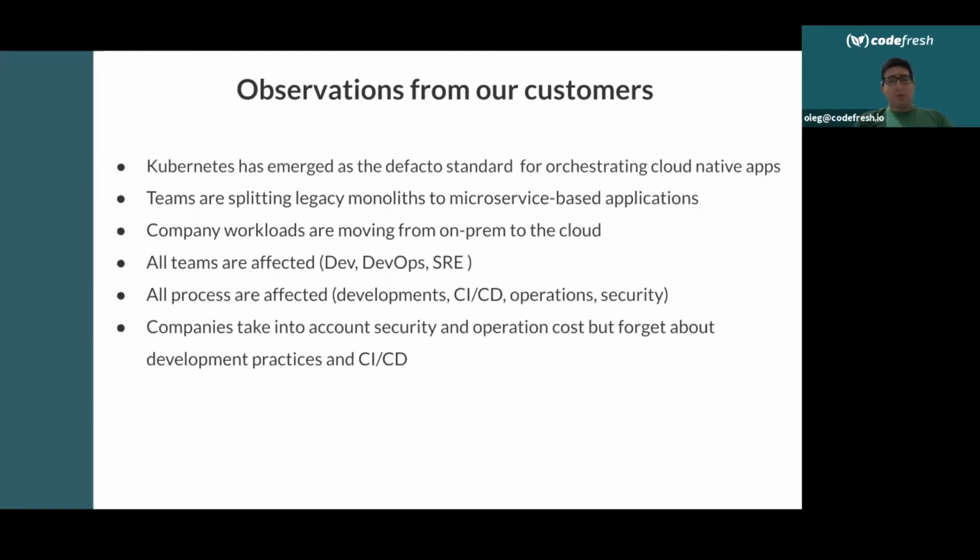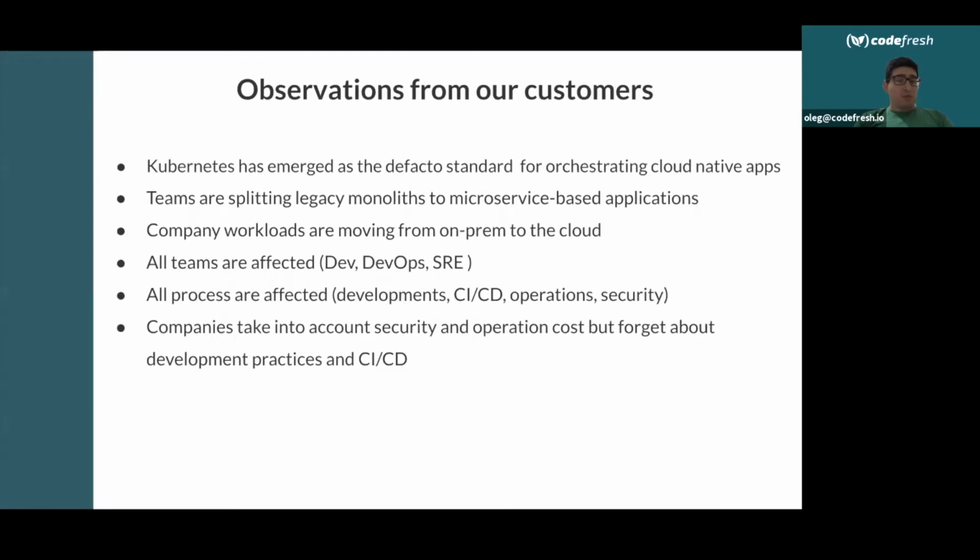Many company workloads are moving from on-prem to cloud, private to public. When you migrate to Kubernetes, most of your teams are affected. It's not only one department, operation or DevOps. It's almost every stakeholder involved in the application release lifecycle. We will elaborate on why, and what challenges they can meet. Most processes are affected as well. You develop differently, your CI/CD looks different, there are different requirements, and obviously operation and security aspects are affected as well.